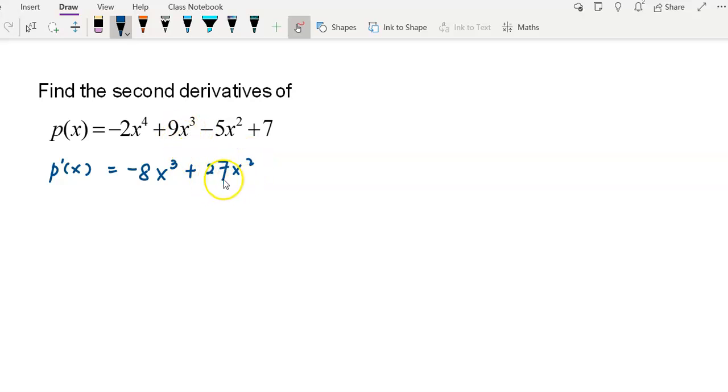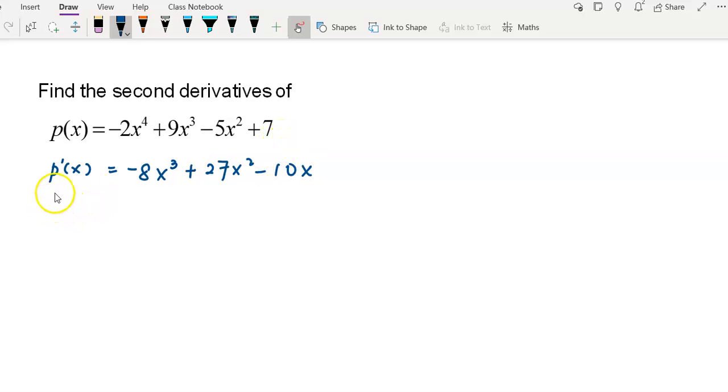How do you get 27x squared? You take the 3 multiplied by 9, you get 27, and the power of 3 minus 1, you get x squared. And for this term, negative 5x squared, how are you going to differentiate it? You move the 2 to the front and multiply by negative 5, you get negative 10, and the power of 2 minus 1, you get x to the power of 1. And for the last term, which is a constant, differentiating a constant, you get 0.